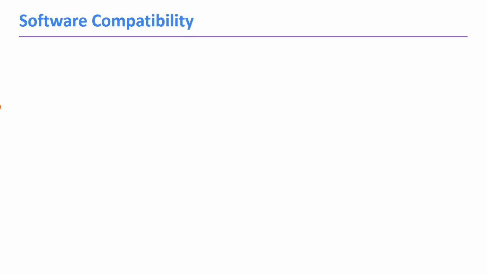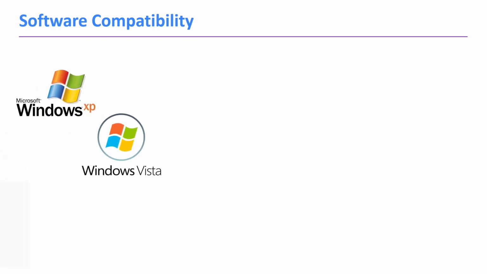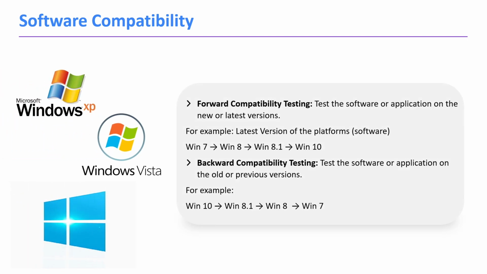Next is software compatibility. Here we are checking that our application should be compatible with all the versions of software, the new versions of software and the backward or previous versions of software. So our application should be compatible with the forward versions and backward versions. For example, if our application is right now working on the Windows 7 platform, it should be compatible with newer versions like Windows 8, Windows 8.1 or Windows 10.